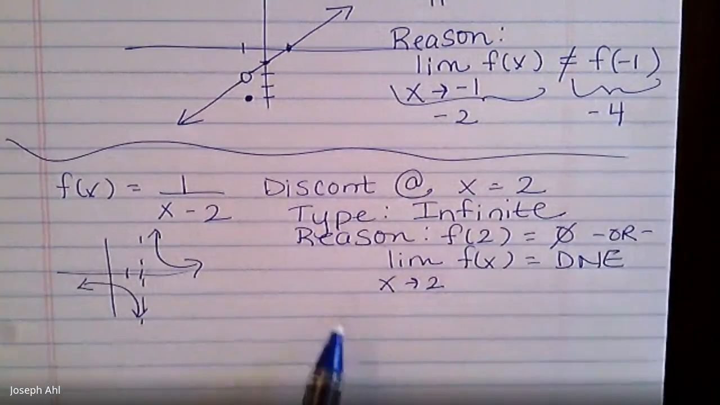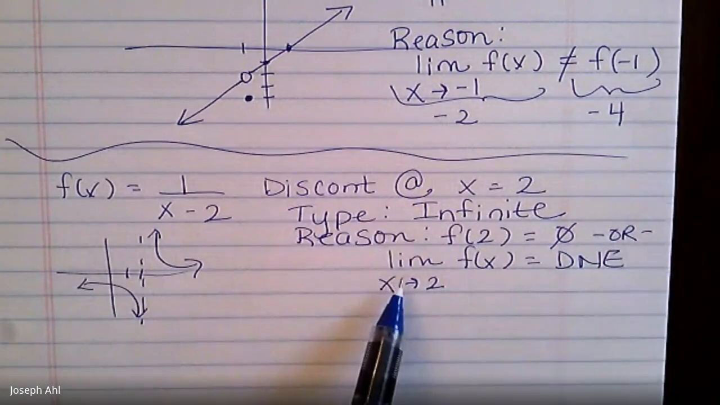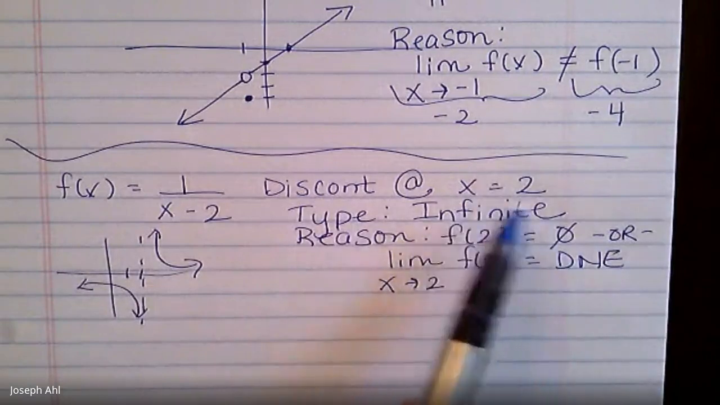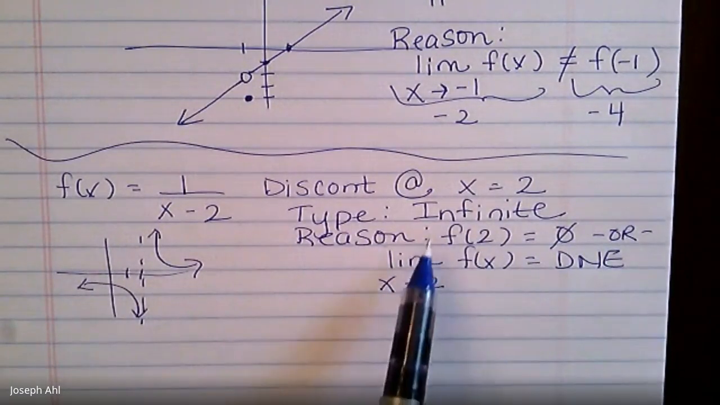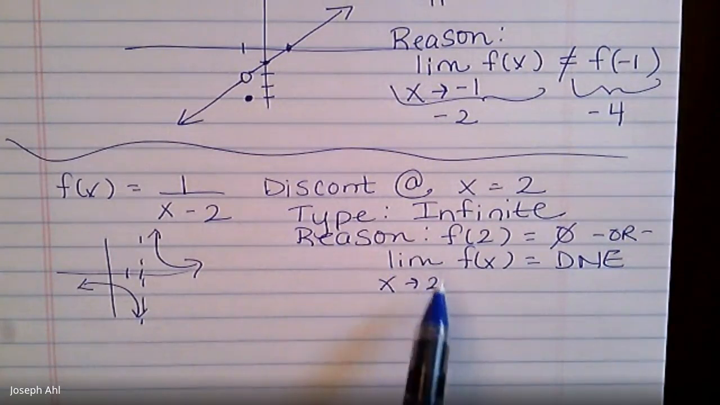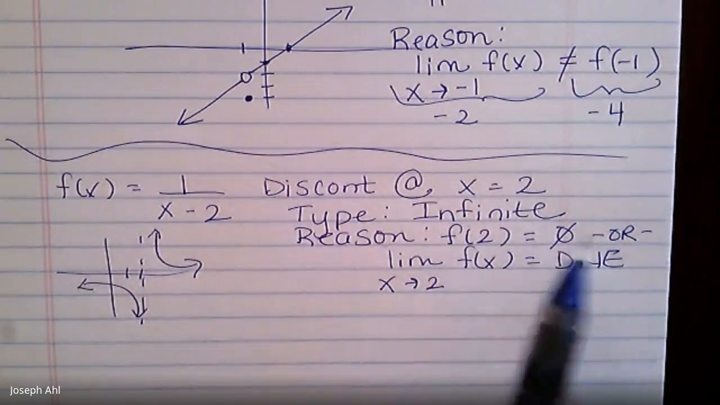Okay. Notice that when I list the type and the reason, I'm trying to make it specific to x equals 2. So don't tell me limit as x goes to c here. Try and say limit as x approaches this discontinuous value of x equals 2. Okay, and include that in your reasoning.